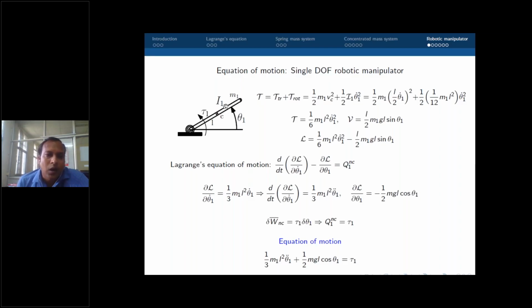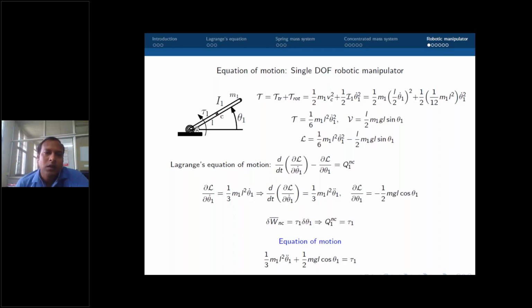The moment of inertia of this rod is, say, I1 with respect to one axis passing through its center of mass, and the axis is perpendicular to the plane of motion. The total mass of this rod is, say, M1. The configuration of this rod is completely defined by this coordinate theta 1, because we need only one coordinate to completely define the position of this rod.